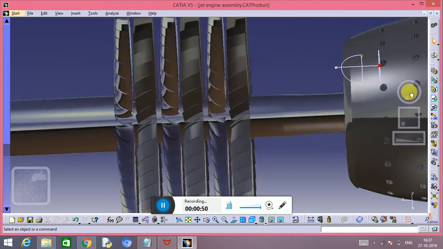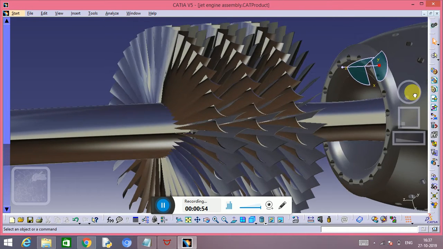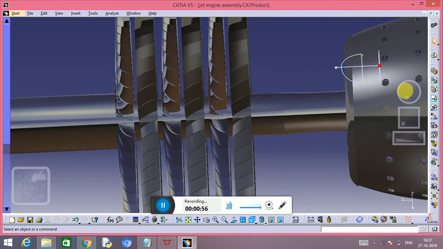The axial compressor turbines have two types of blades. One is the rotor, the blade which moves and compresses the air, and the other is the stator, which just establishes the flow of air in a given direction.